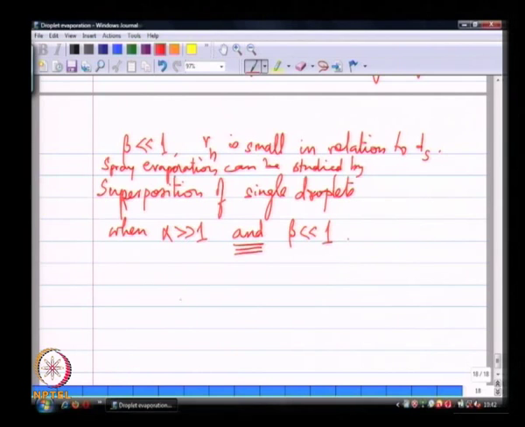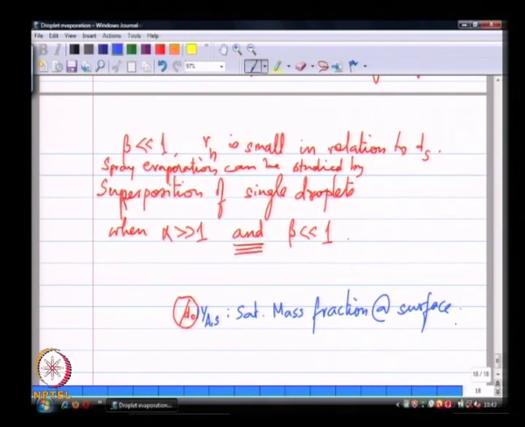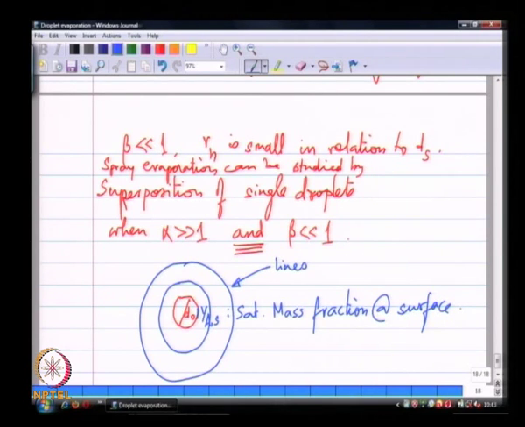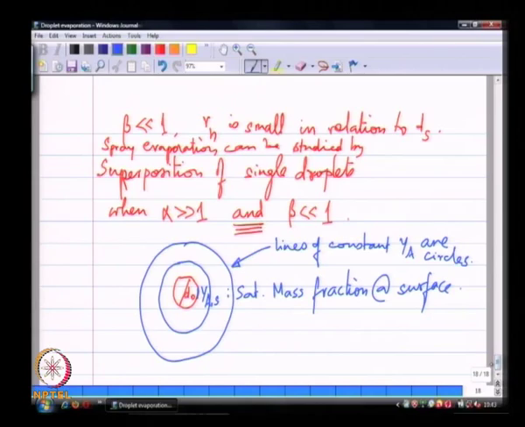So, if I now look at a single droplet of some diameter d0, the vapor surface is at concentration YAS. So, this is the saturation mass fraction. Lines of constant YA will now look like circles around a single droplet. This is not surprising, this is coming from the fact that YA is only a function of the radial distance and not anything else.